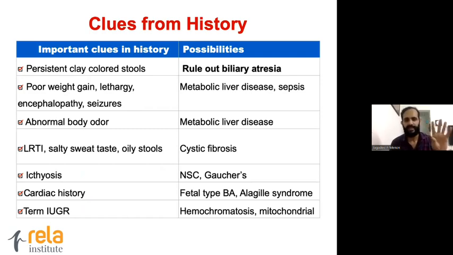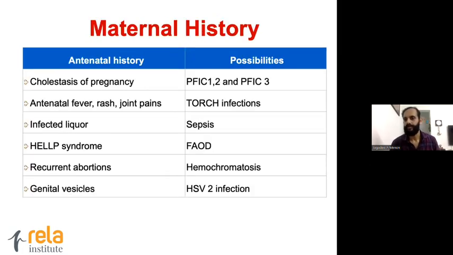If there are persistent clay-colored stools, we have to rule out biliary atresia. Metabolic liver disease stigmata I already mentioned. If the child has an abnormal body odor, for example in tyrosinemia, they have a rotten cabbage odor. Salty taste of the sweat, I think we get this history if we ask them actively; they say the sweat is tasting a bit salty, in cystic fibrosis. Cardiac illnesses are usually seen in biliary atresia and Alagille syndrome. IUGR babies are seen in hemochromatosis and mitochondrial disorders.